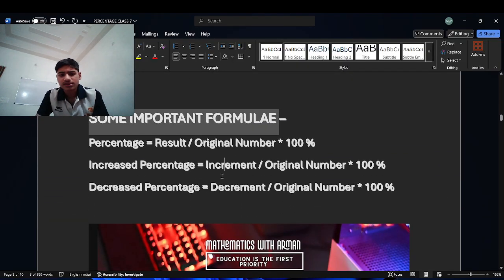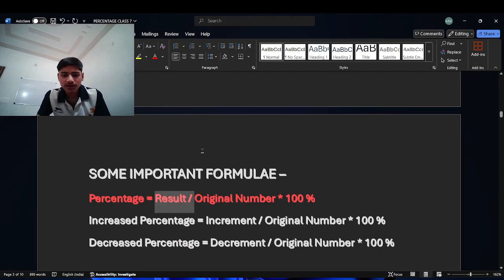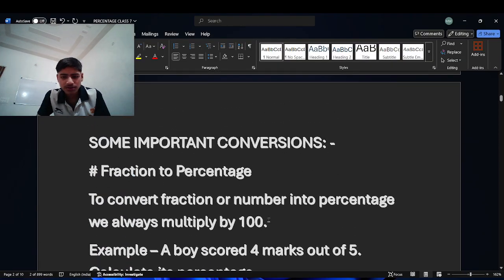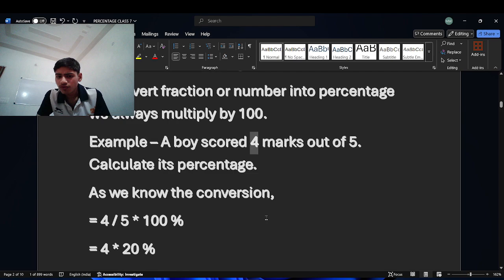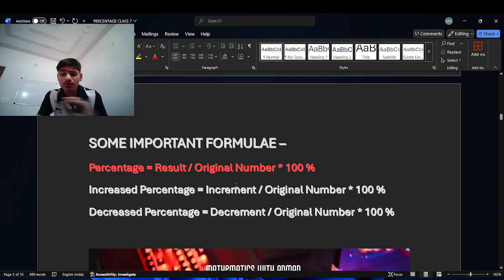Some important formulas. I have already told you that to calculate percentage, the boy got 4 marks out of 5 marks. So the original number is 5 marks and the result is 4. So 4 by 5 multiplied by 100%. Every time you calculate percentage, you just multiply by 100%. That applies to all the formulas.